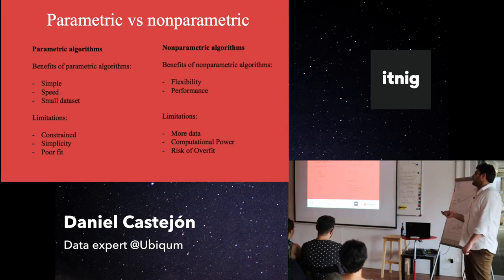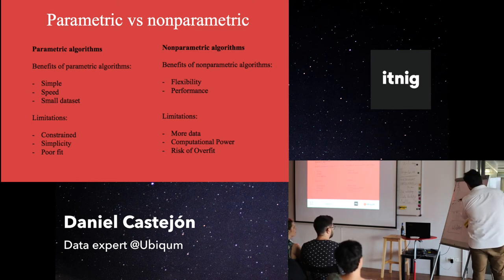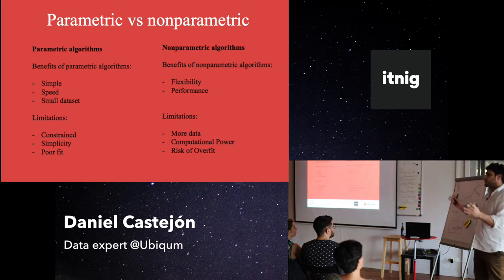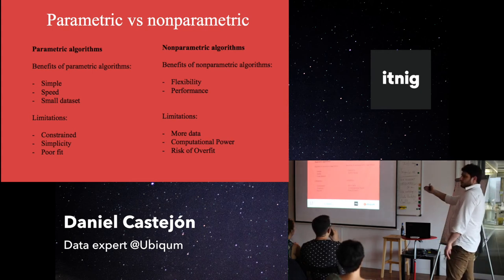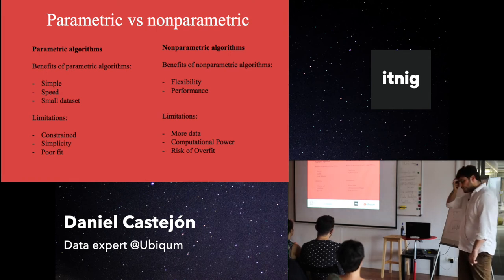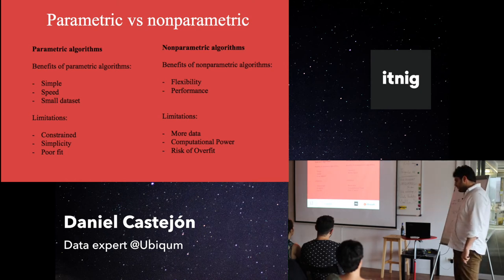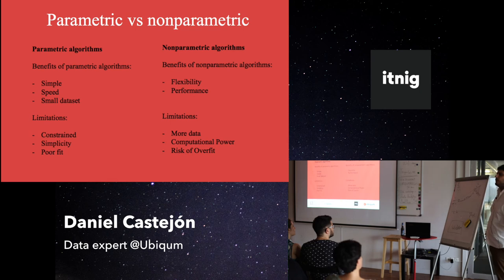Limitations. Yeah, of course, they are constrained by the shape. So even if I know that here I should do this again, and probably here I should do this too, I can't. I chose a function, and I go with it until the end. Simplicity, yeah, they are a tiny bit simplistic, I would say. And also, poor fit. What does poor fit mean? It means, again, that I know that there are some errors here, some distances from the expected value to the real value, and I can do nothing about it.